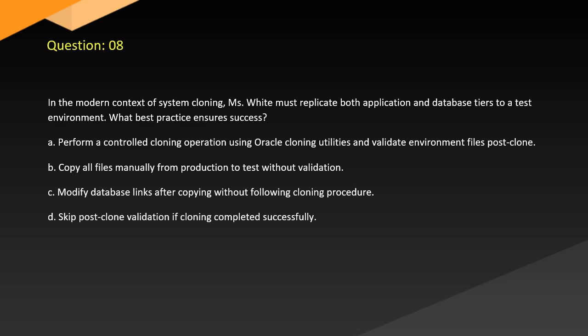Question 8. In the modern context of system cloning, White must replicate both application and database tiers to a test environment. What best practice ensures success? A. Perform a controlled cloning operation using Oracle cloning utilities and validate environment files post-clone. B. Copy all files manually from production to test without validation. C. Modify database links after copying without following cloning procedure. D. Skip post-clone validation of cloning completed successfully.